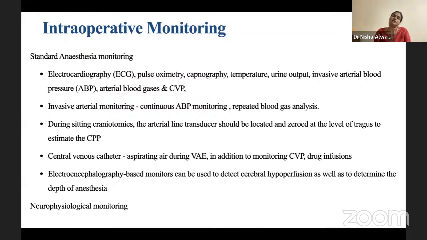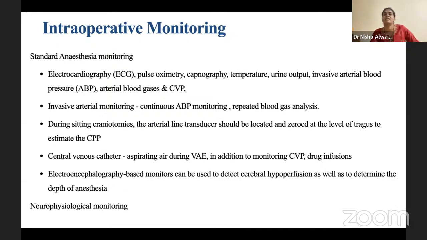In sitting craniotomies, the art line transducer has to be zeroed. In all neurosurgical patients, the transducer has to be zeroed at the level of the tragus, and over here as well, because that reflects the pressure, that is the cerebral perfusion pressure. The MAP is to be maintained over there. That is very important. Every inch, about 2.5 centimeters, that you raise from the level of the heart, which is the normal referencing point, there is a drop in the MAP by 2 millimeters of mercury. So definitely in these non-supine positions, the heart level and the head level are very different. So the MAP will be different should you zero it at the level of the heart. It's an important consideration that one has to keep in mind.